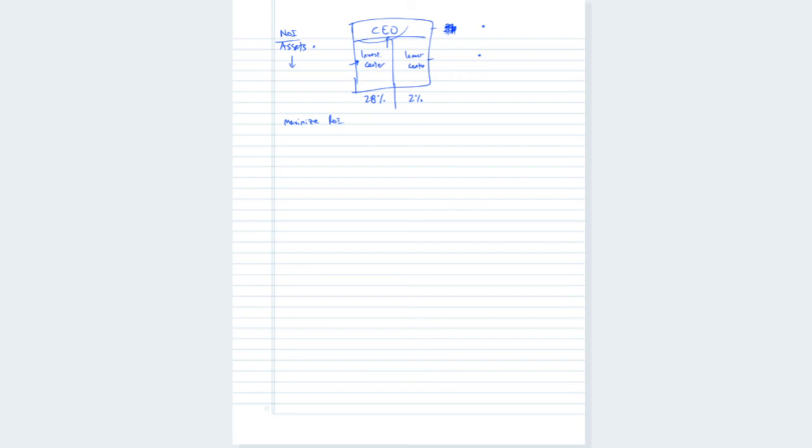Well, the top management might be looking at this and saying, well, it's great that you're making 28%. It's lousy that I'm making 2%. But top management might have an ROI target.